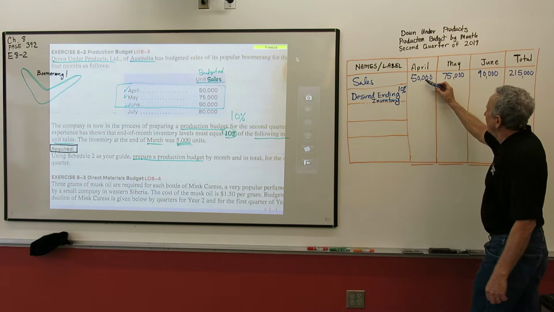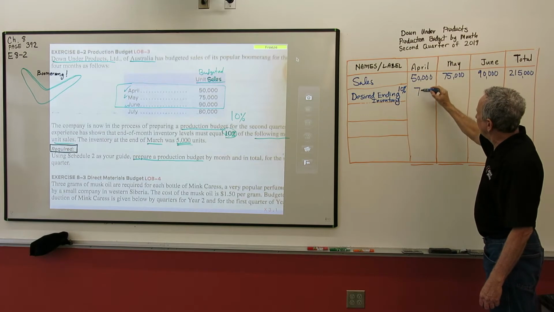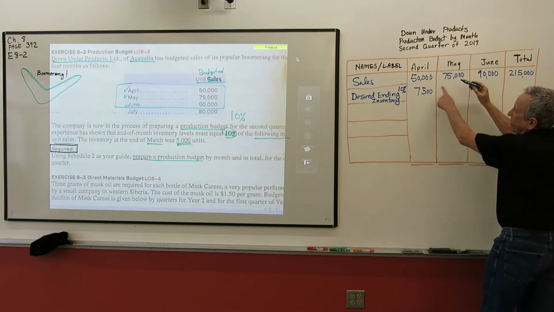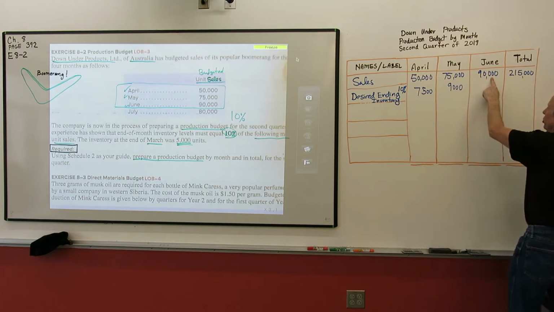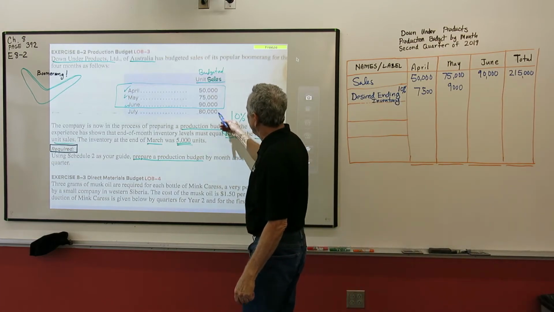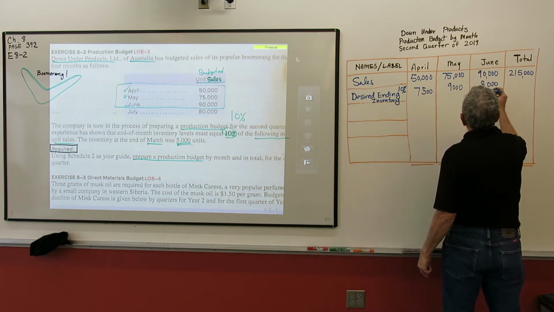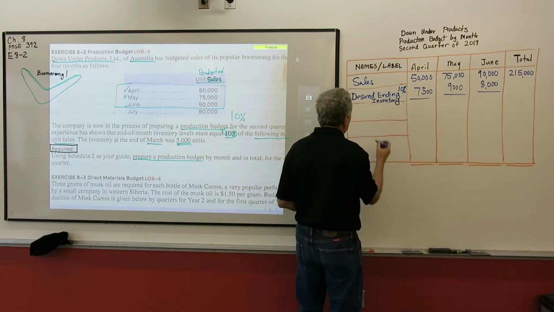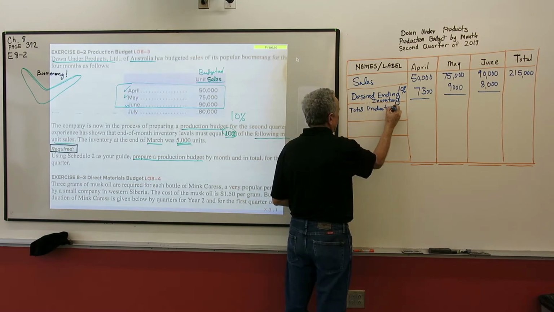In April, 10% of the following month's sales, 75, is 7,500. We want an extra 7,500 boomerangs. In May, we want 10% of the following month, June, so we need 9,000 extra boomerangs. And in June, we need 10% of July. They did give us July, right? Yes, there it is. 10% of July is going to be 8,000 boomerangs. Now let's add those up, and we'll call that, and this is what they really do call it, total production needs.